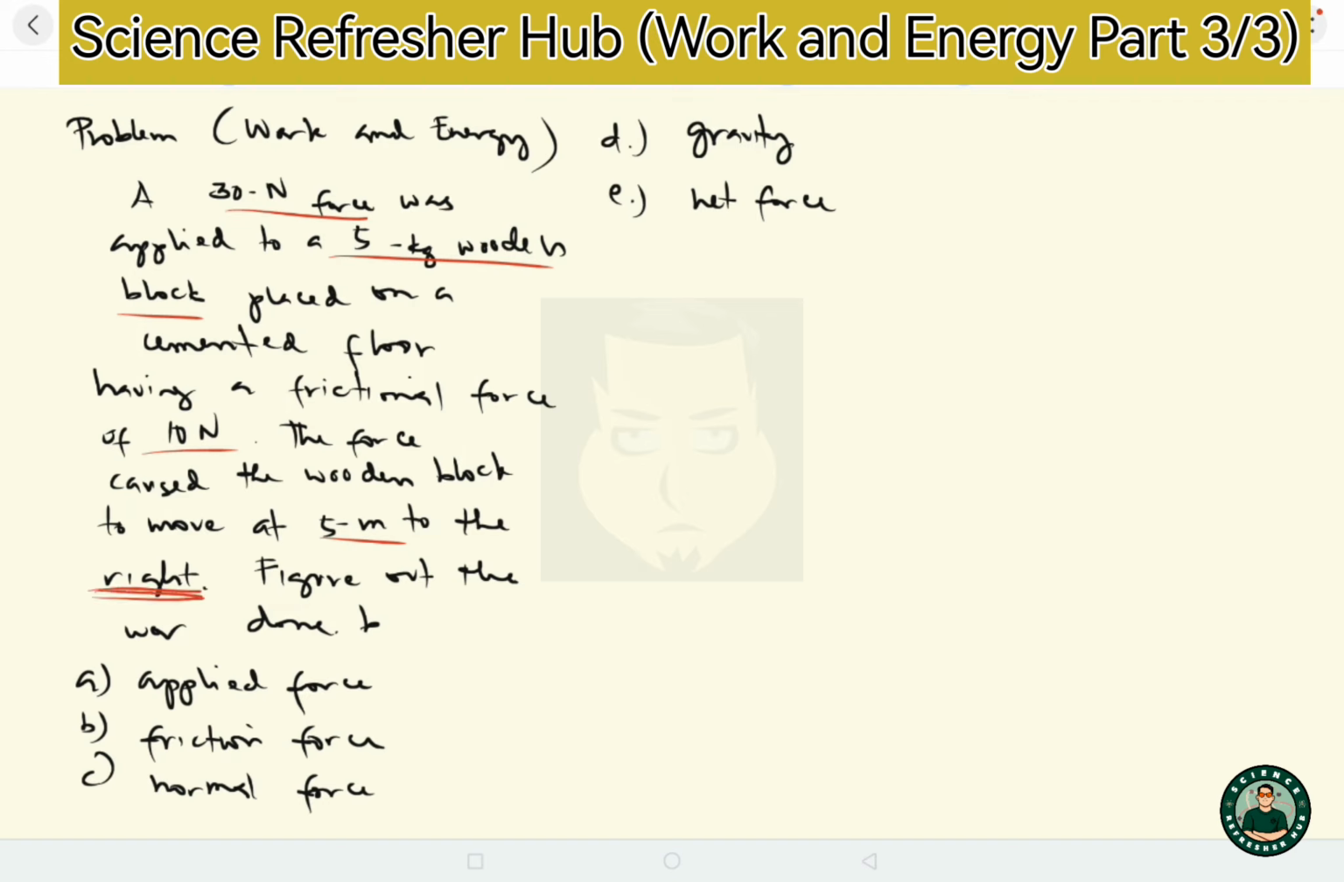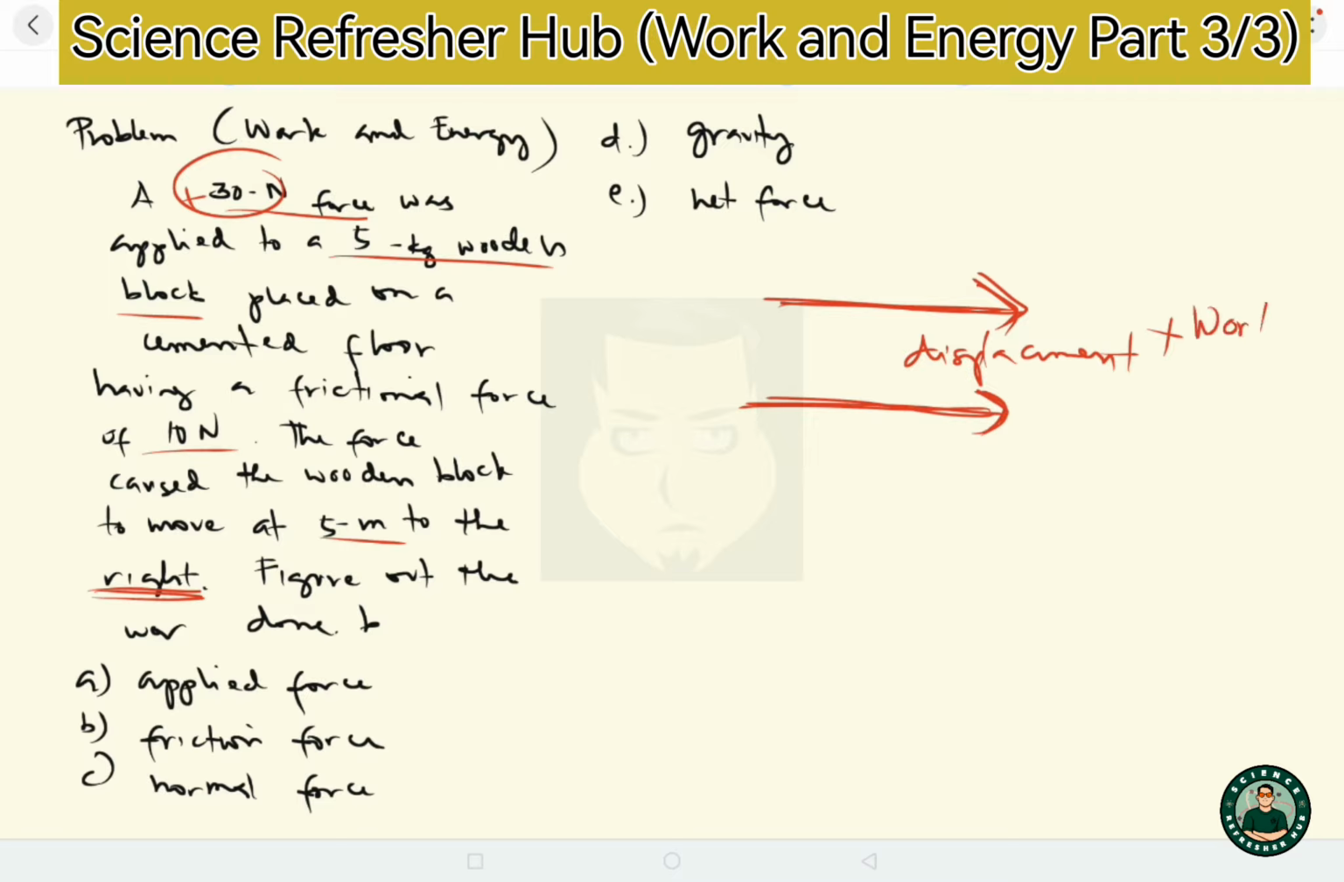Okay, that's the direction of the object. If the object moves to the right, that's the displacement of the object moving to the right. And we have an applied force that is 30 Newton, same direction. Because if you have force, displacement will be following that direction of the force. That's a positive work, so our answer must be positive. This is the applied force, and this is going to be the displacement of the wooden block.